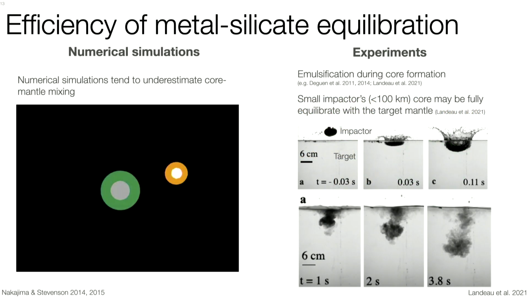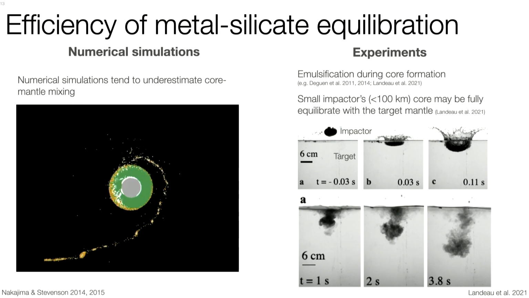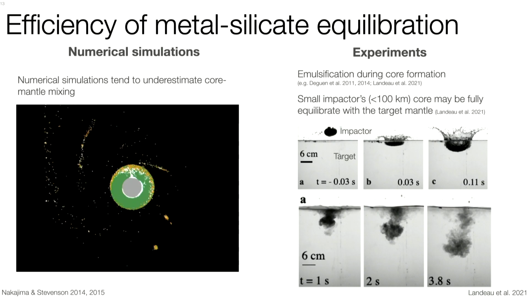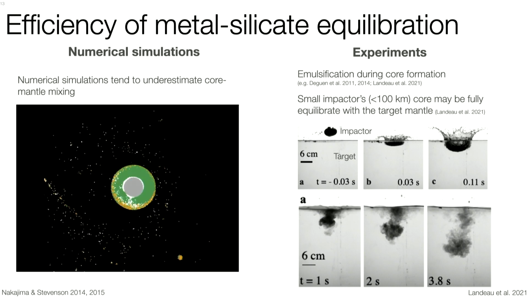But I also want to stress the importance of understanding the efficiency of metal-silicate equilibration. This is also a big unknown. There are two approaches shown on this slide. One approach is looking at impact events using numerical simulations. Here is the target, here is the impactor. During the impact event, you can see part of the impactor's core falls onto the target's core, so there is a direct merger. But there is also some mixing between the core of the impactor and the target. However, it is well known that in these simulations, mixing between the core of the impactor and the mantle is underestimated due to numerical resolution.